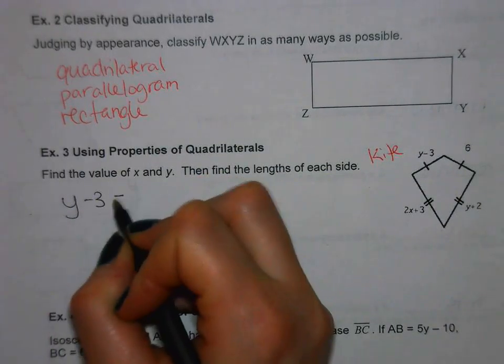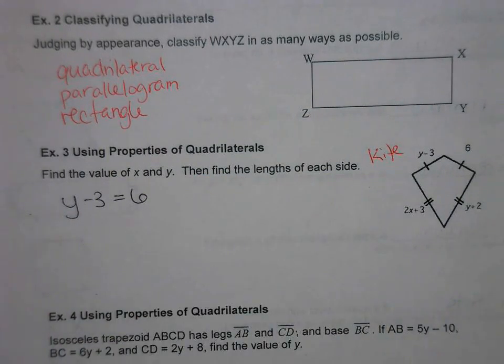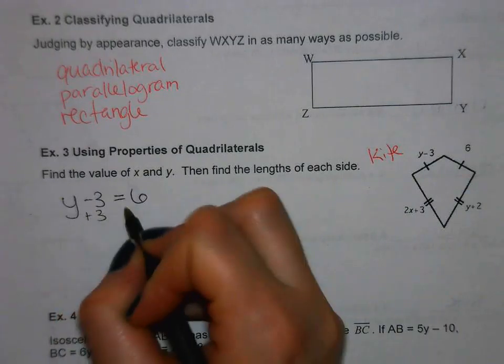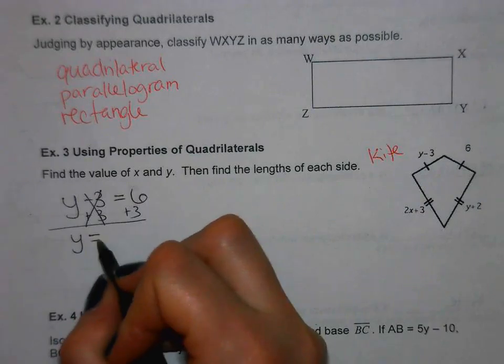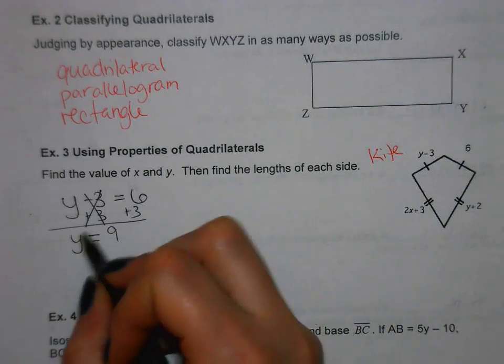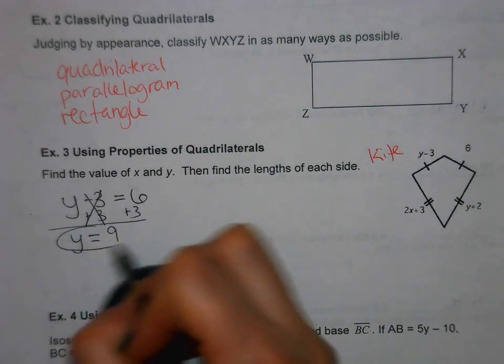y minus 3 equals 6. So then if we solve for y, we can add 3 to both sides. Negative 3 plus 3 becomes 0. They cancel each other out, and 6 plus 3 is 9. So we know that y equals 9.